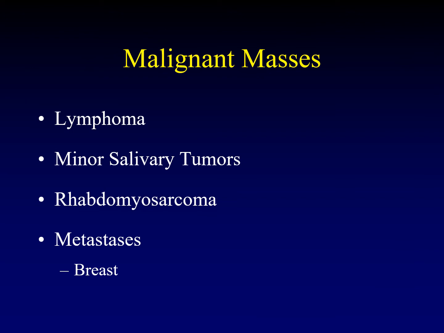Now let's turn our attention to malignant masses. The most common malignant mass to arise in the orbit is lymphoma, but you can also get minor salivary tumors arising from the lacrimal gland, which is, after all, a modified salivary tumor. In children, rhabdomyosarcoma is a significant concern. In fact, any lesion near the skull base should be concerning for rhabdomyosarcoma in a child. And then metastases of the orbit. We'll spend particular attention on breast metastases, which can have a unique imaging appearance.